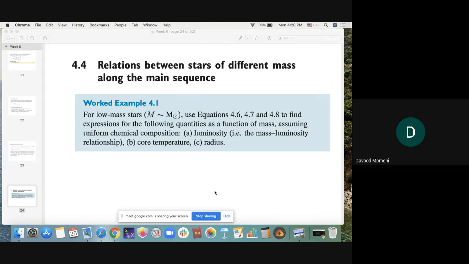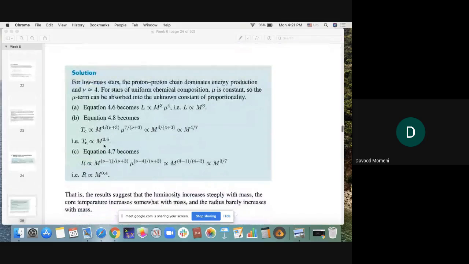Low mass stars are stars whose mass is of the order of the solar mass. So if the mass of the star is of the order of solar mass, the index nu is given by 4. Then if you go back to the equation which we named equation 4.6, the one which gives you the luminosity, just by substituting nu equal to 4, you can show that the luminosity is proportional to the cubic m and quadratic mu.